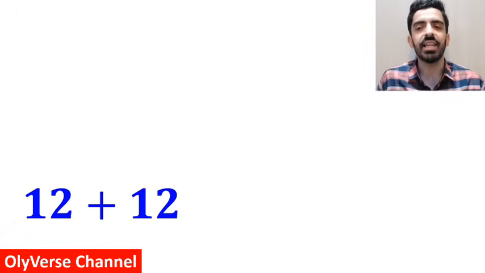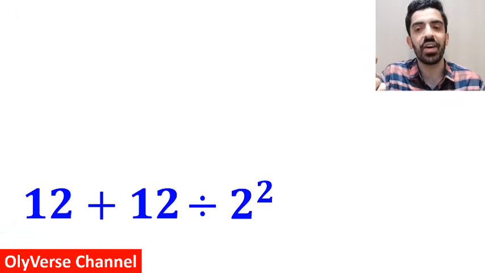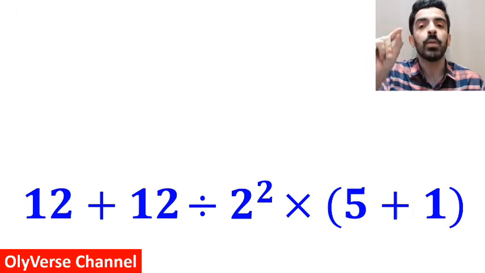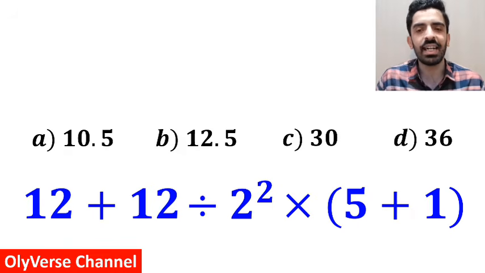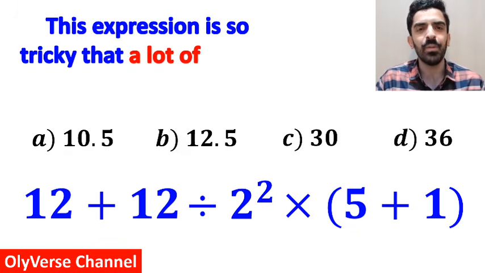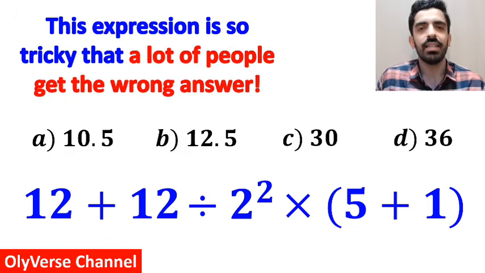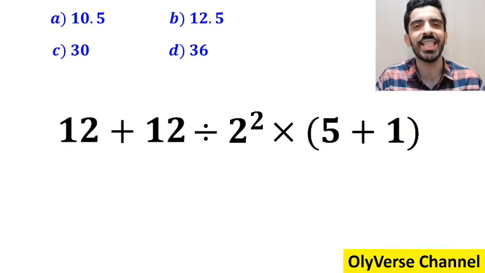What is the value of the expression 12 plus 12 divided by 2 to the power of 2 multiplied by (5 plus 1)? Which option do you think is the correct answer to this question? This expression is so tricky that a lot of people get the wrong answer. Let's take a closer look and solve it together.